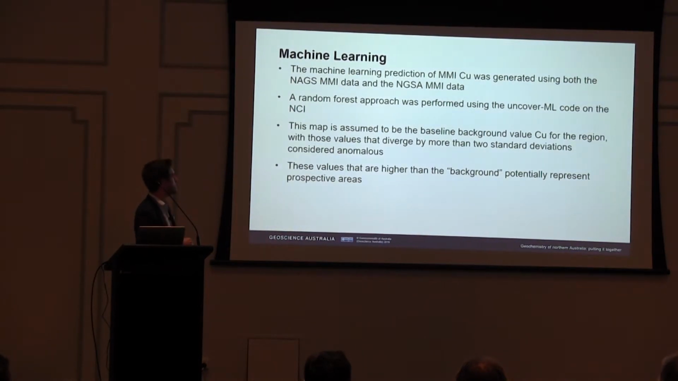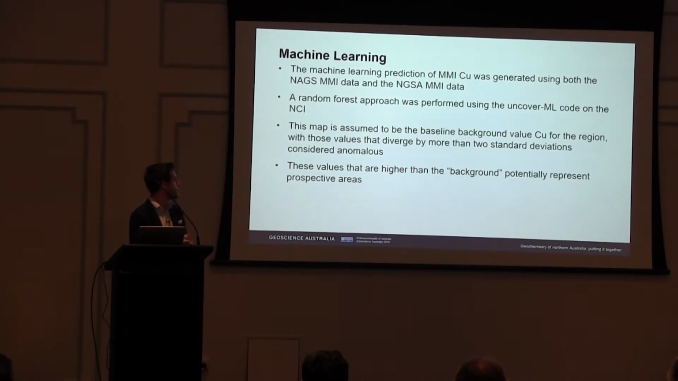To just step into the machine learning now, we use both the NAGS and the previously collected NGSA MMI data. So both surveys used the same sampling technique and methodology as well as analysis techniques. So we're somewhat confident that at least we're comparing like with like. And the reason we included the NGSA data is just to really increase the number of training points that was going into this area.